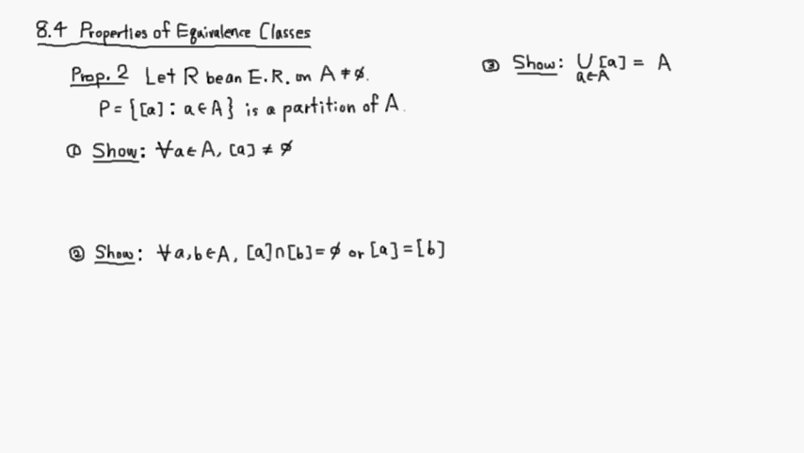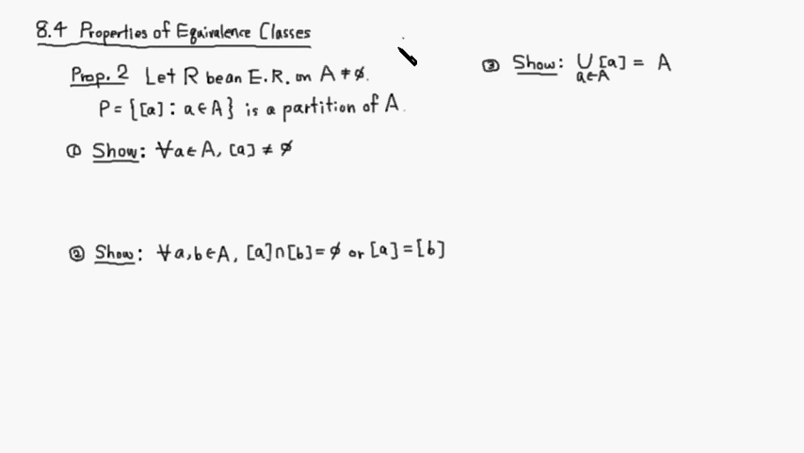Okay, let's look at section 8.4, property number 2. Property number 2 states that, let's say R is an equivalence relation on a non-empty set A. If you have a collection of all equivalence classes represented by each element in A, then this set is going to form a partition of A.